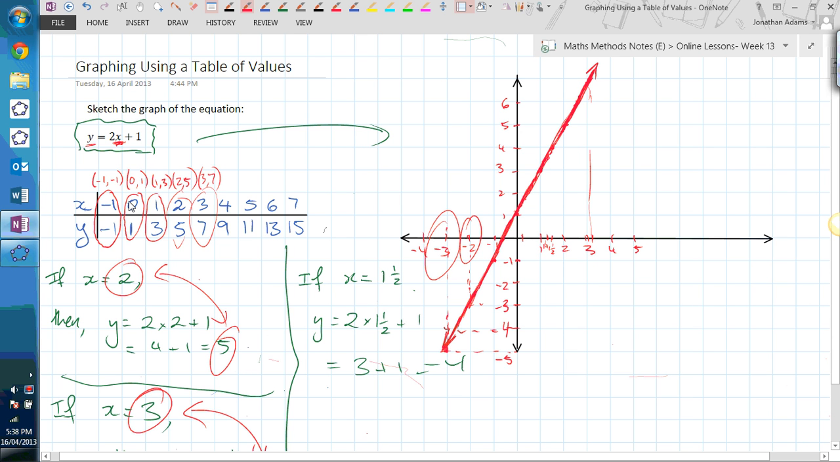In the next video, we're going to look at how we can use some technology to determine these lines really quickly.